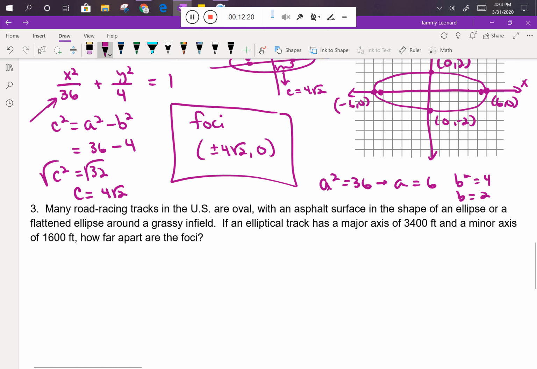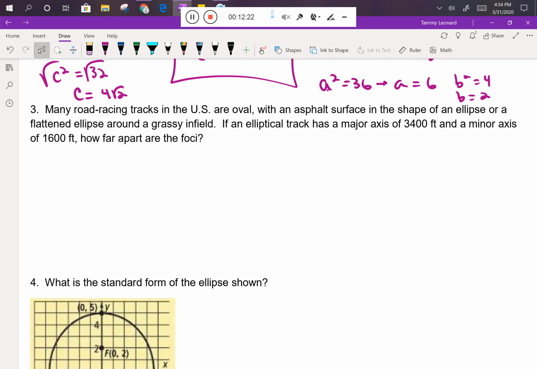Let's look at number 3. Number 3 says many road racing tracks in the U.S. are oval with an asphalt surface in the shape of an ellipse or a flattened ellipse around a grassy infield. If an elliptical track has a major axis of 3,400 feet and a minor axis of 1,600 feet, how far apart are the foci?